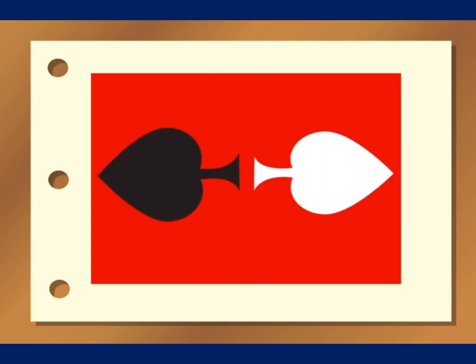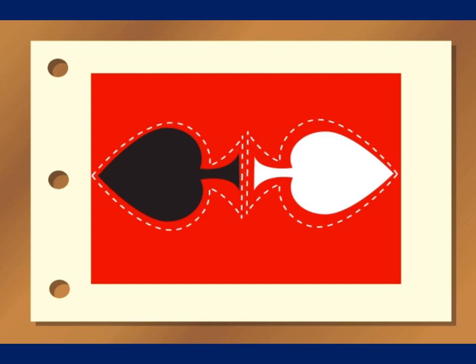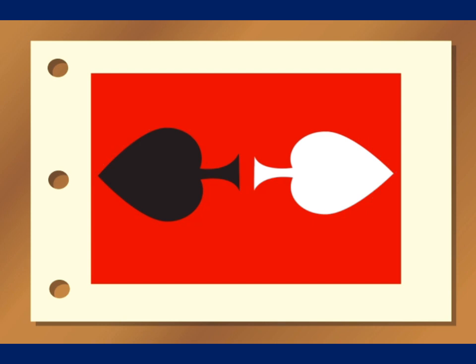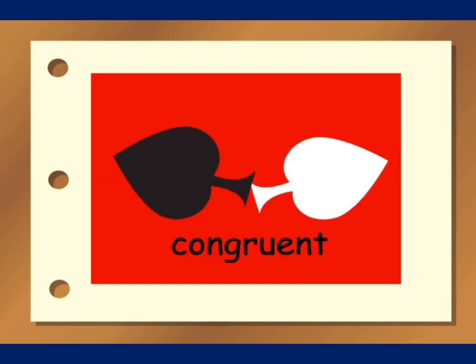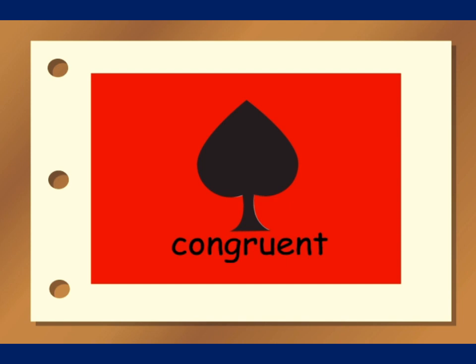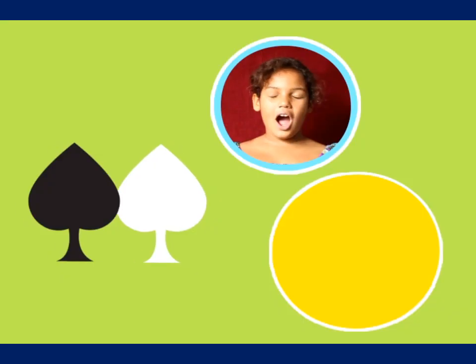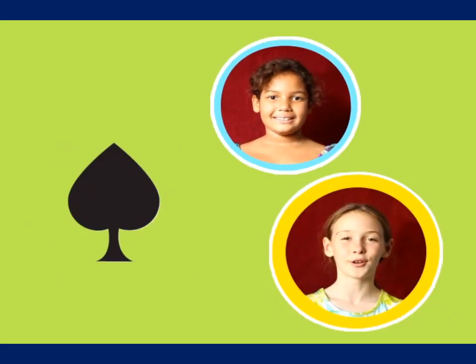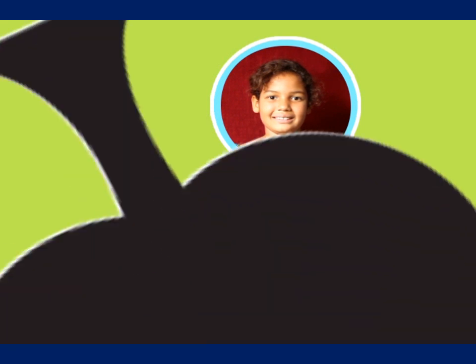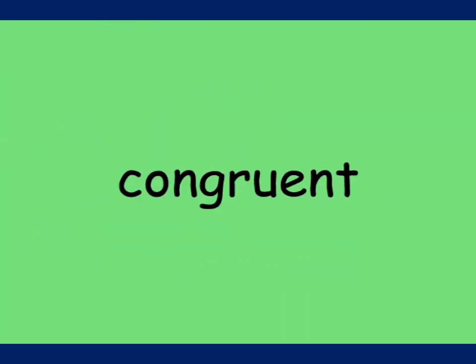Are these shapes congruent? They are the same shape. They are the same size. Yes, they are congruent. Shapes that are the same size and shape are called congruent. Congruent.